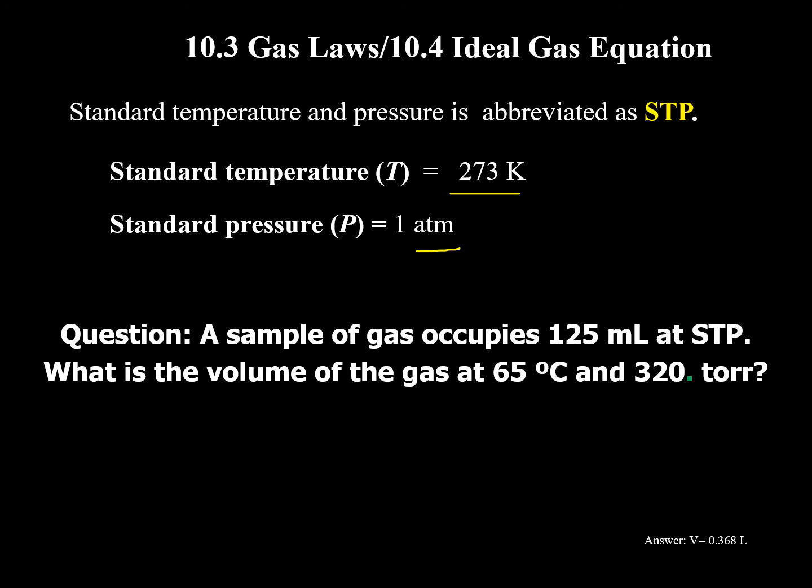So a sample of gas occupies 125 milliliters at STP. So the volume, V1, will be 0.125 liters. Again, 125 divided by 1,000. And P1 will be 1 atm because it says STP. T1 will be 273 Kelvin.